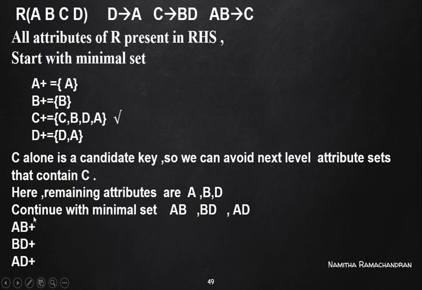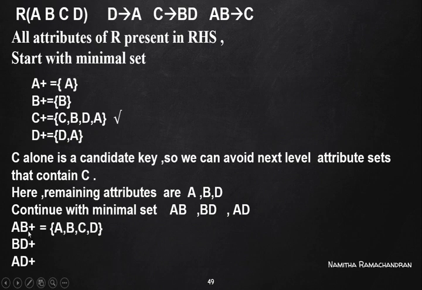Okay, now consider the closure. Here AB is present in the LHS. So we need to consider the closure first, then only we can conclude whether it is a candidate key or not. For BD, both are present in the LHS, so we need to derive the closure first, then only we can conclude whether it is a candidate key or not. Again, D is present in the LHS, A is present in the LHS. So after deriving the closure set, we can conclude whether it is a candidate key or not.